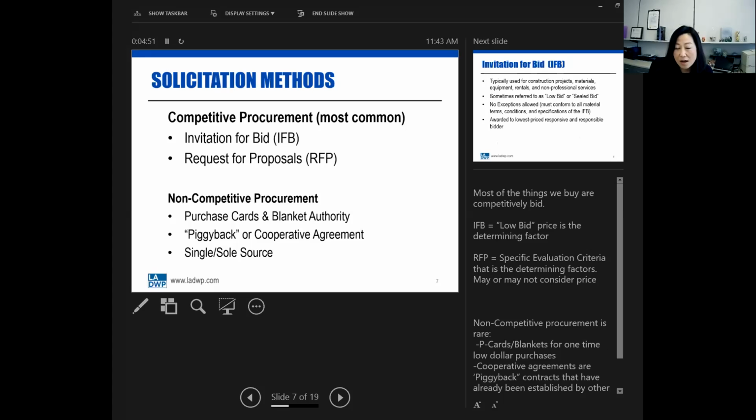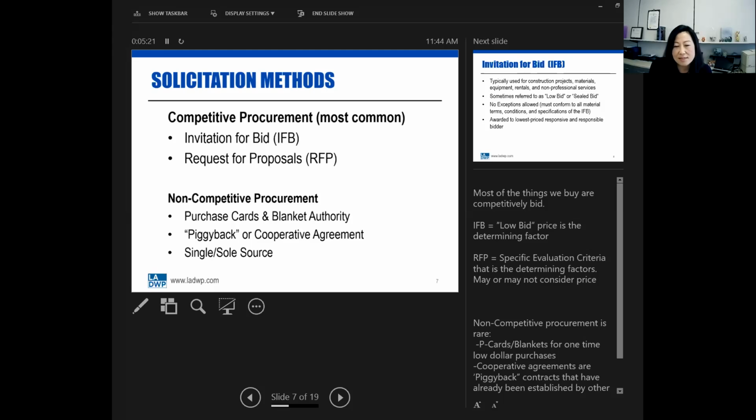Now we have some non-competitive procurement processes, and this is very rare. We don't use them very much. We have purchasing cards that basically are credit cards that some of our staff members have. Those are limited to very small purchases, under $1,000, usually one time. And that's mostly field guys who may be working on a job and they're missing something, or they have to buy something. They can go to a store and use that card. Because the threshold is so low, there's no competition in that.